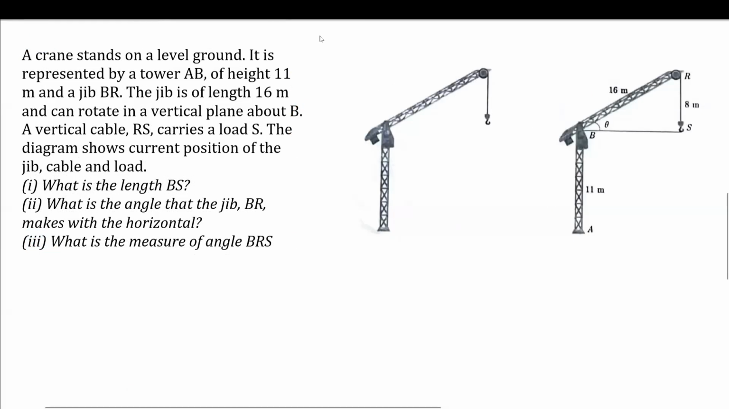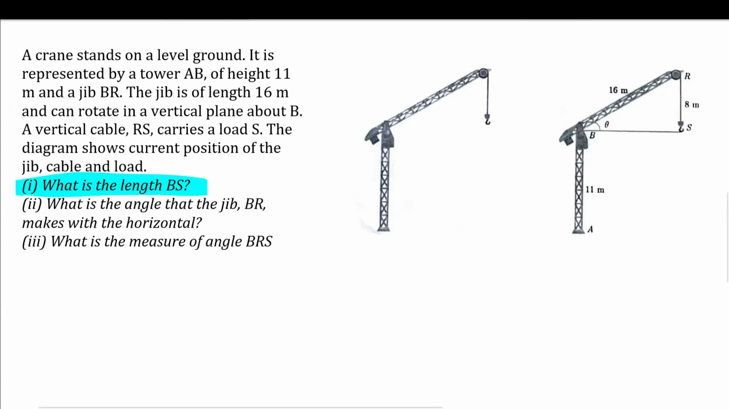We have one case-based question from the chapter Application of Trigonometry, class 10. It says a crane stands on the ground and it is represented by the tower AB of 11 meter and a jib BR. This is the tower, and it is 11 meter in height. And there is a jib BR which is 16 meter. It is carrying a load, and the length of the rope is 8 meter. What we have to find in the first part is the length of BS.